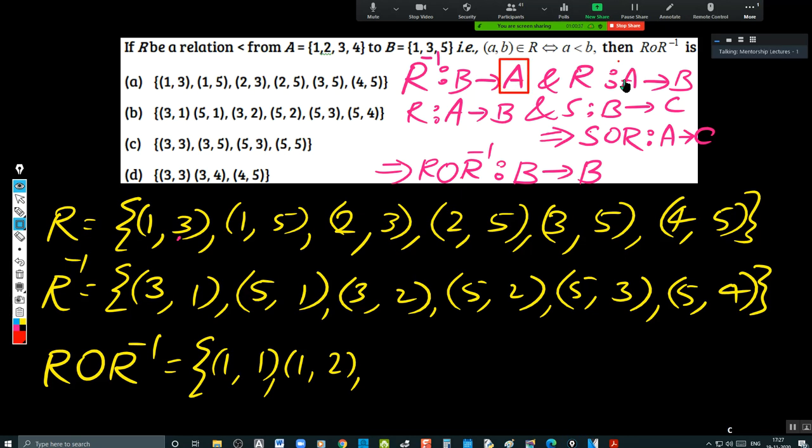This is A. So now you have to start from B to B. B to B you must get. So B is 135. Your mapping must be between 135, and A is to be eliminated. Let us check it out. Now from R inverse, B to A, please. This is 3 1, 1 1, 1 3. Now like this you have to see.